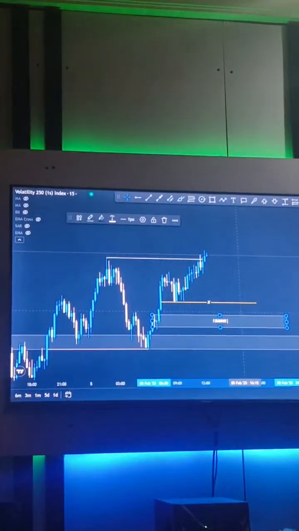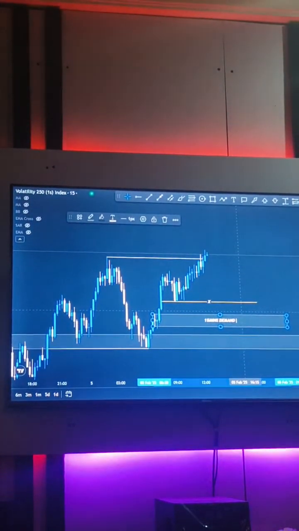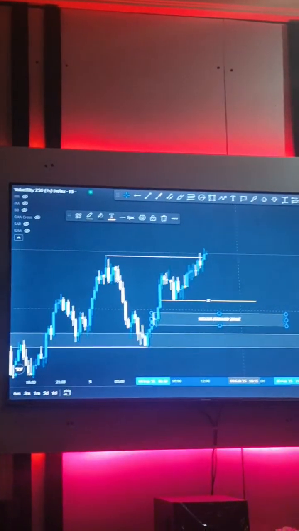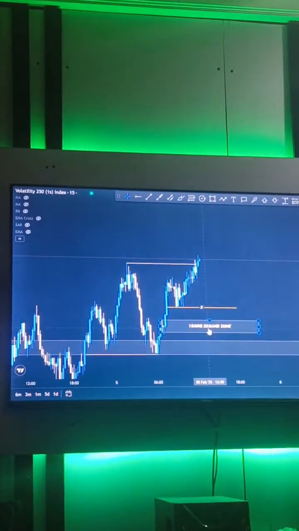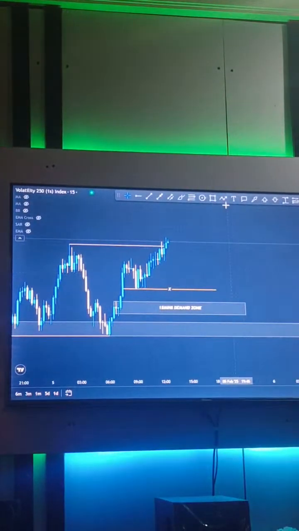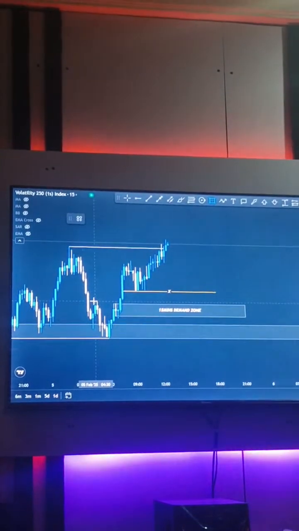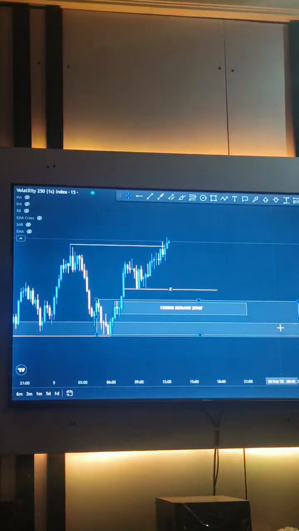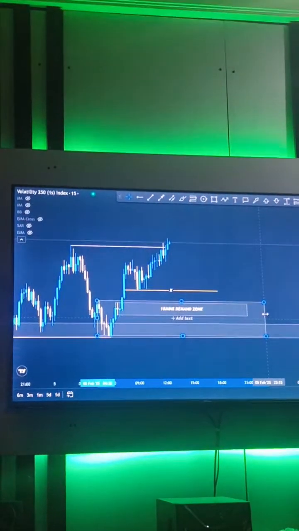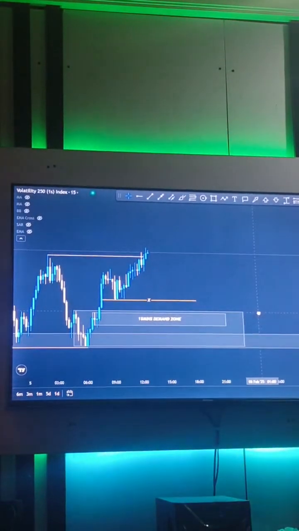15 minutes demand zone right there. Although this demand zone I marked out now is currently inside of the order flow. That's why I'm very, very confident, because this is the order flow right here. That's the order flow I just marked out now.